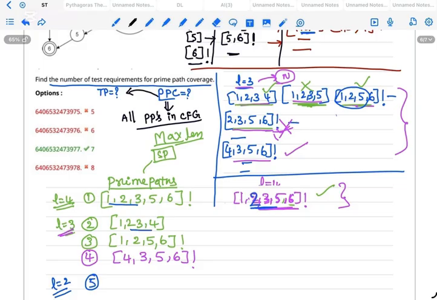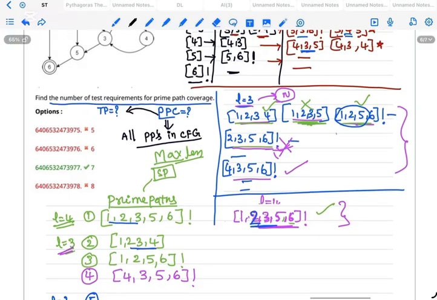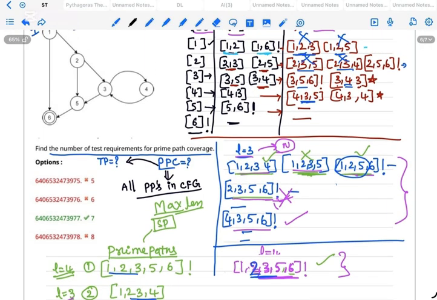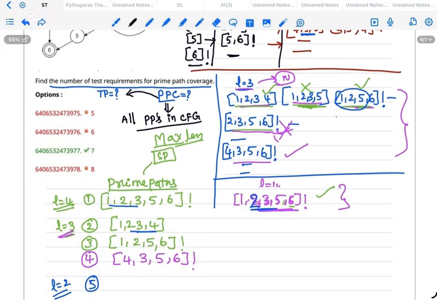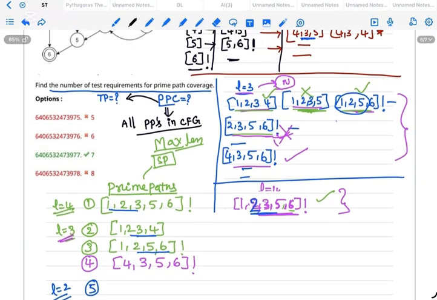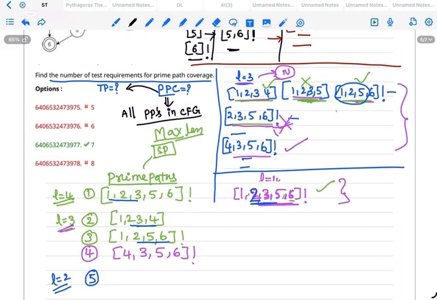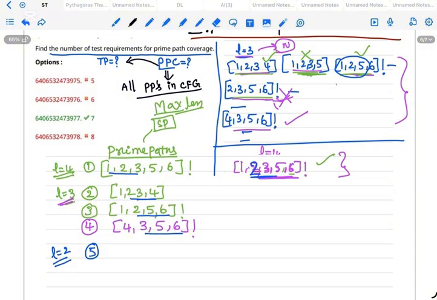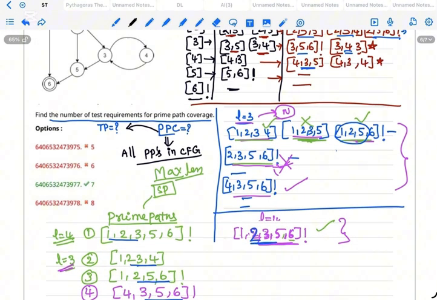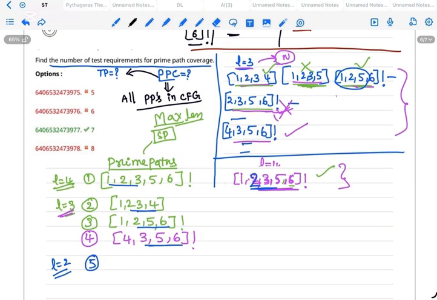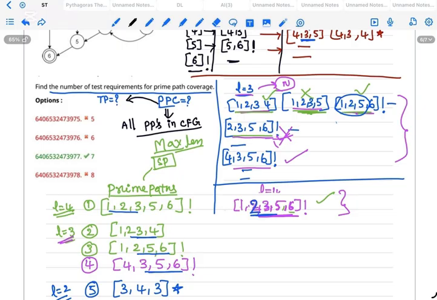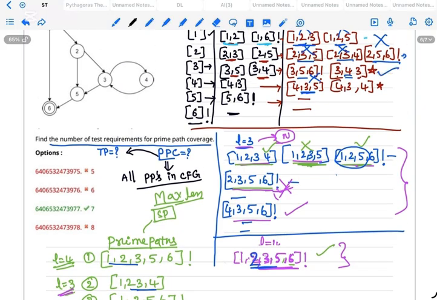So 234, length 3, second prime path, so it's not a prime path. Next, 256. So 256 here, right? So it's not a prime path. Next one is 356. 356 is the last prime path. Number 4 prime path is covered. 343 is not covered anywhere. So 343 is a prime path and it is a loop and it cannot be extended. So this is a prime path of length 2.